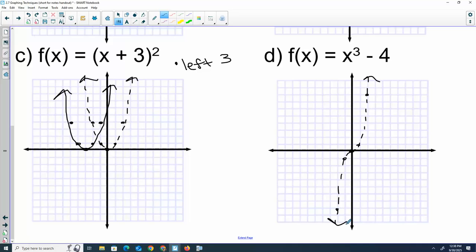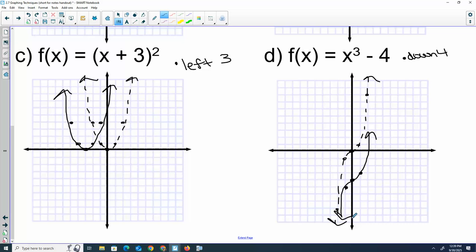Okay, transformation this time. It's on the outside because it's not being cubed, so it changes y, does what it says, so a negative will move it down. How are we doing with these?